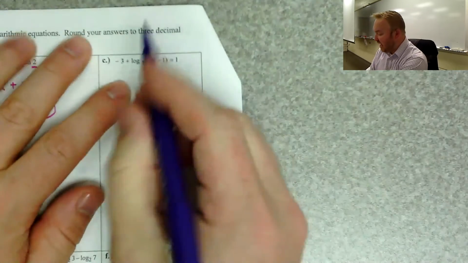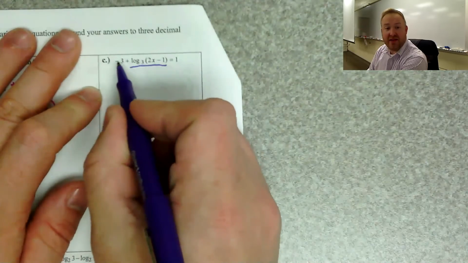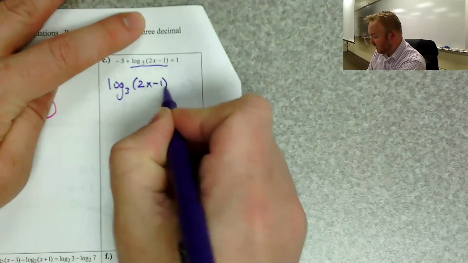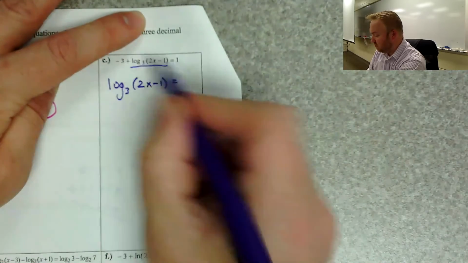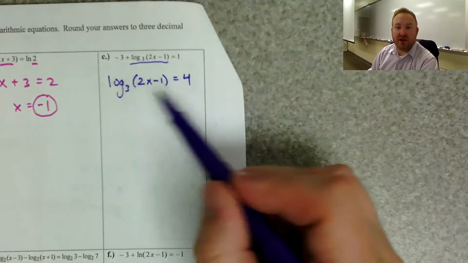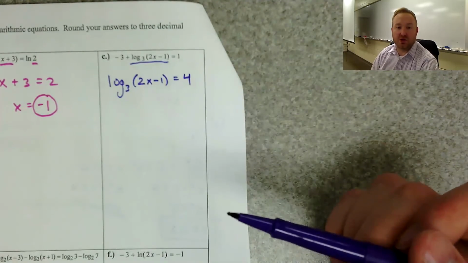But I need to isolate this logarithm. In other words, I need to add the 3 over to the other side. So this becomes log base 3 of 2x minus 1 equals 1 plus 3, which is 4. Okay, so I only have a log on one side. That means I need to change this into exponential form.